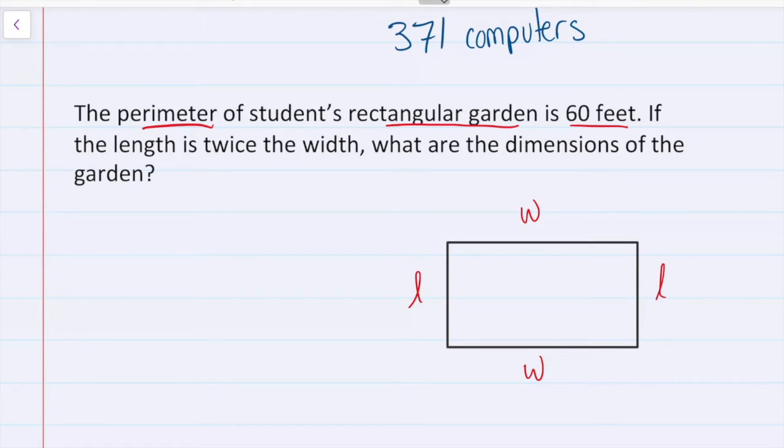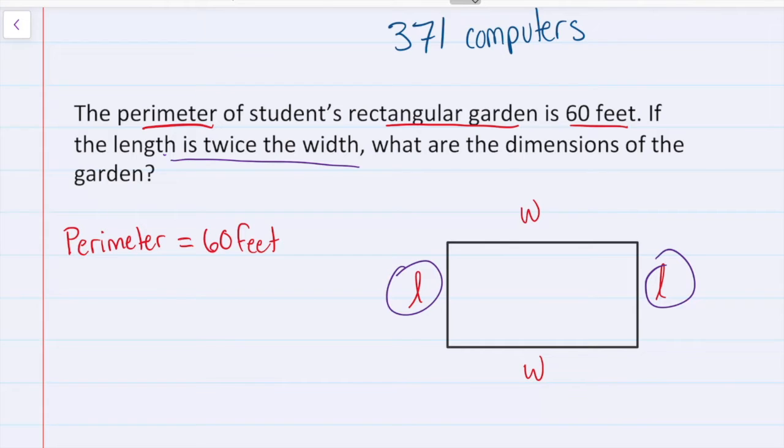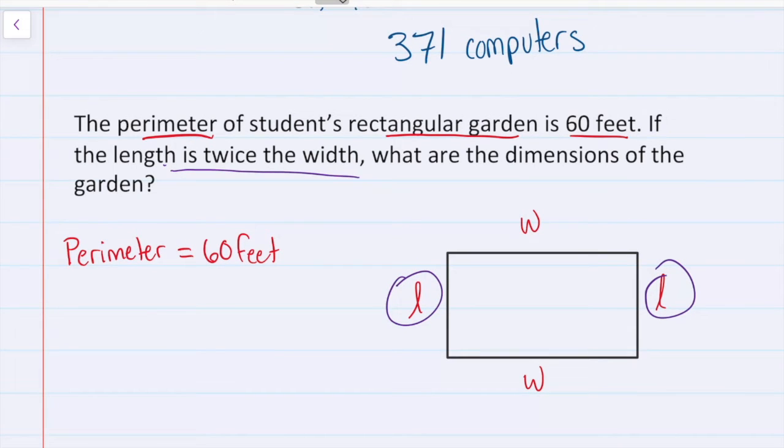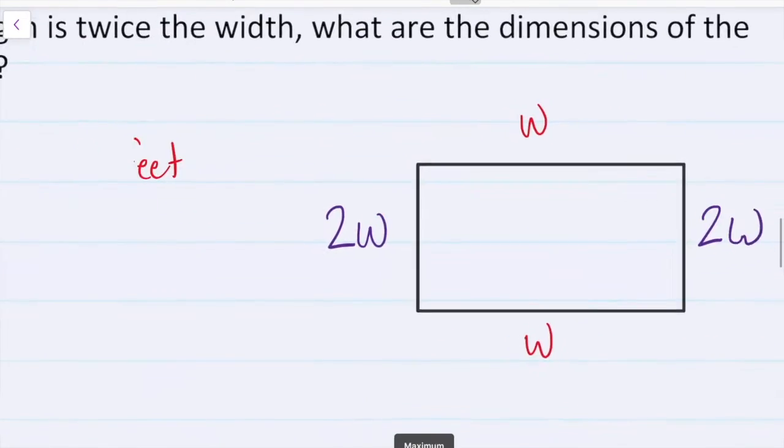Now they said the perimeter is 60 feet. So we know that the perimeter, when you add all of them, you get 60 feet. Well, here's where it gets fun. If the length is twice the width, in other words, couldn't I just get rid of these letters? If it's twice the width, couldn't I just call it W times 2? Because it's twice the width on both sides. The length is twice the width.